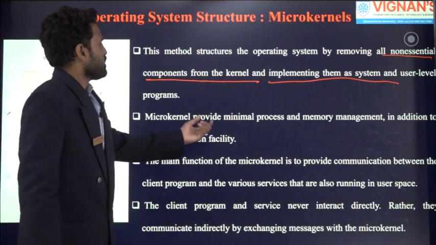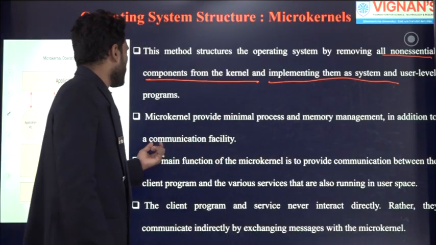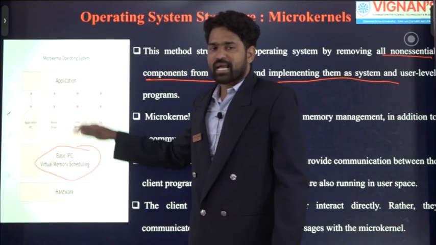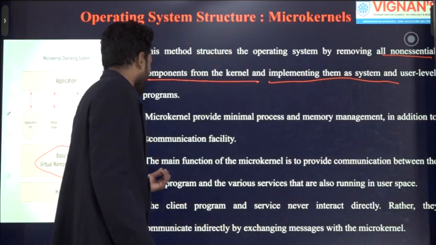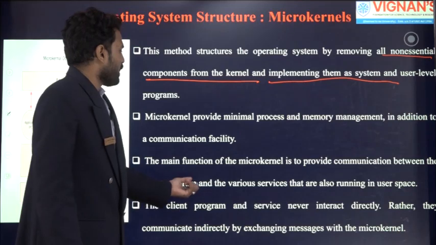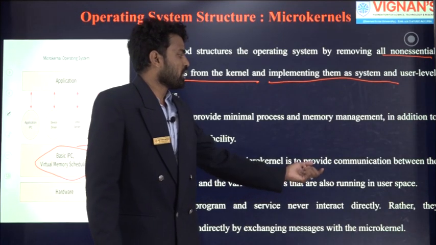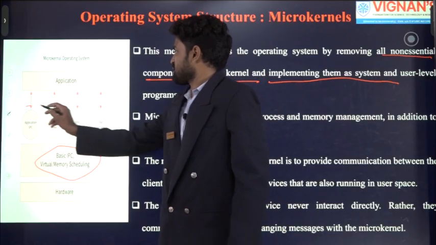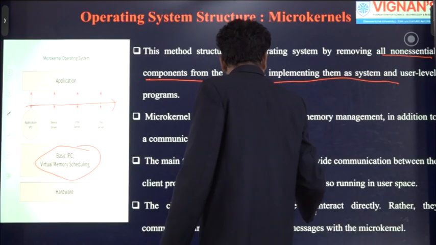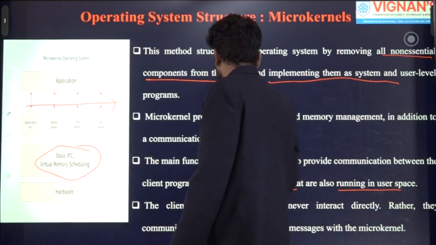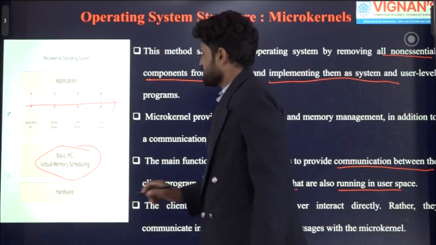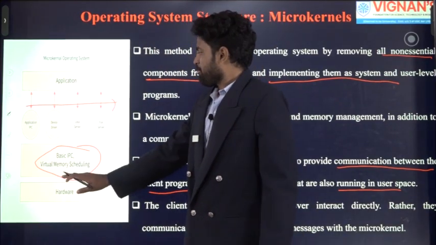Microkernels provide minimal process and memory management in addition to a communication facility. The main function of the microkernel is to provide communication between the client program and the various services that are running in user space. So these are the various running spaces: application, devices, Unix and file server. These are the various services running in user space, and the microkernel provides communication between the client program and these components.